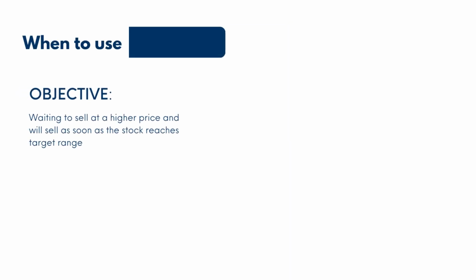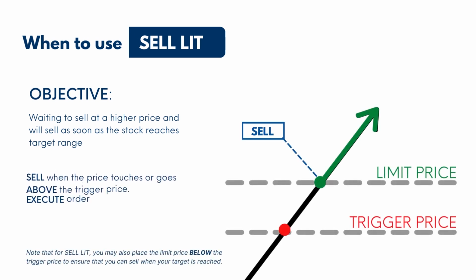What about sell limit if touched? If you plan to sell at a higher price and will sell as soon as the stock reaches your target range. Basically, use LIT if you want to take profit with a set minimum amount you're willing to accept. With LIT, you sell when the price touches or goes above the trigger price. Your order is executed at or above the limit price.